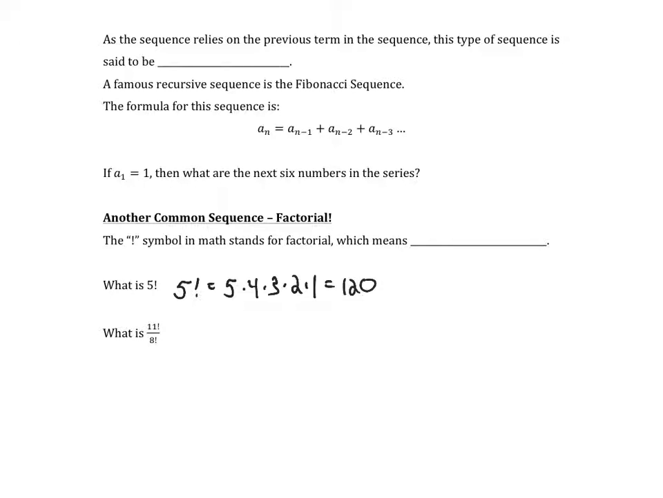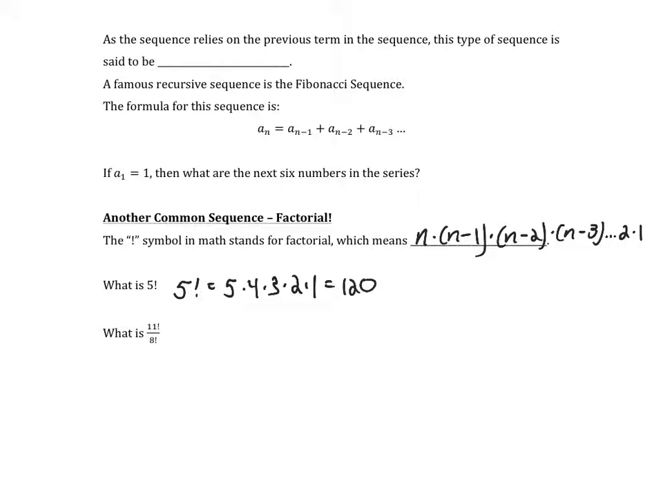So if we go back to the blank above, it says the exclamation point symbol in math stands for factorial. And really all it's saying is take the number you're given. Let's say you're given the number n. Take n and multiply it by the number 1 less than it, times the number 2 less than it, times the number 3 less than it, dot, dot, dot, all the way down to 2, and eventually to 1. So if you're looking at 10 factorial, it's 10 times 9 times 8 times 7 times 6 times 5 times 4, all the way down to 1 and so on. All right, so that's factorial.